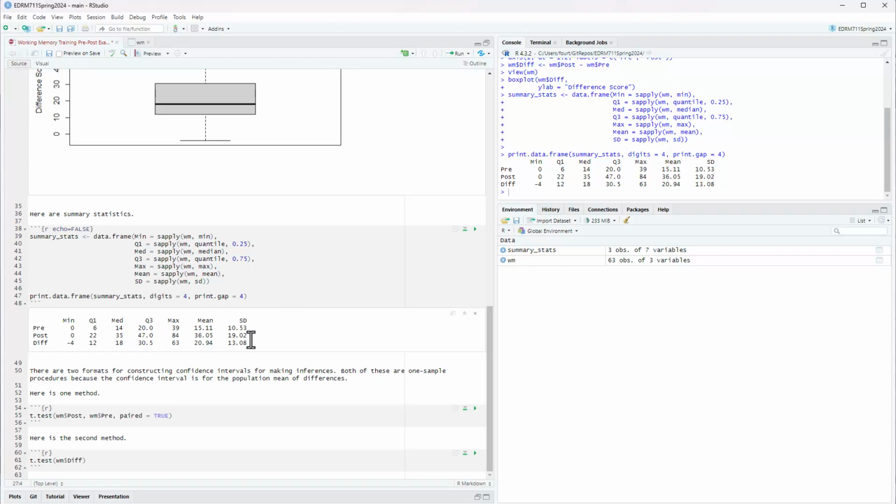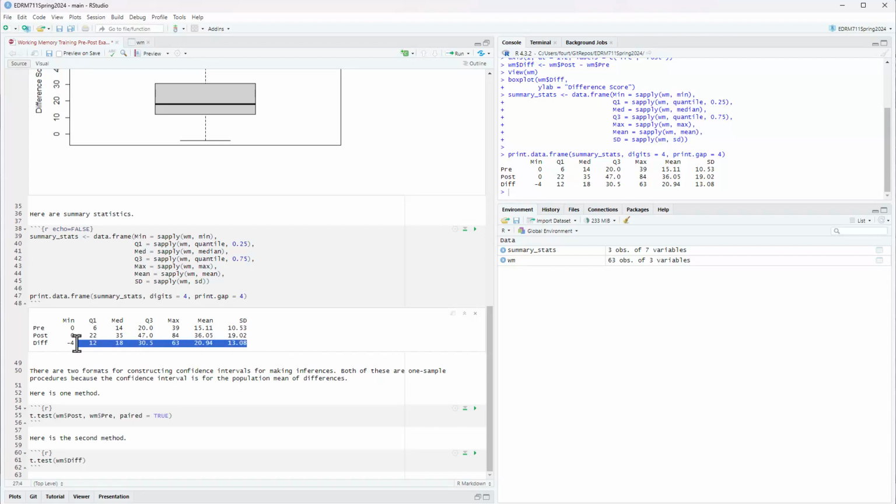I noticed that there's more variation on the post than there is on the pre, which means that there was a differential effect. If the effect had been the same for everyone, then we would expect to have seen about the same increase for everyone, and the standard deviation would have been about the same.